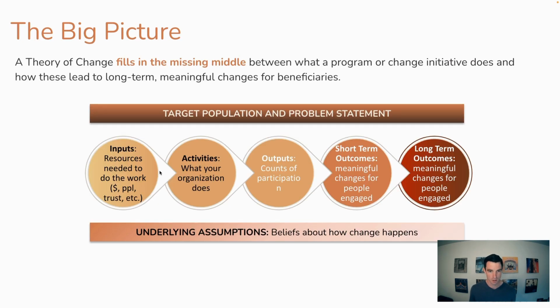So, as a reminder, here's the big picture of your theory of change. And we've already talked about target population and problem statement. We've actually touched on long term outcomes. So, now we'll be talking about this middle section here: activities, outputs, and shorter term outcomes.